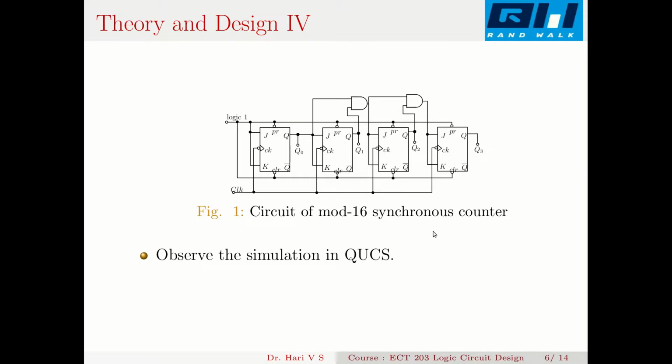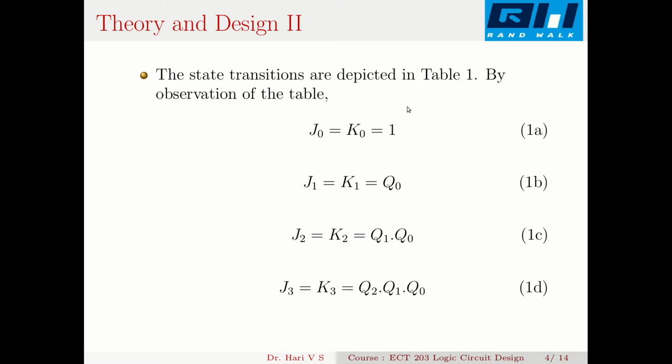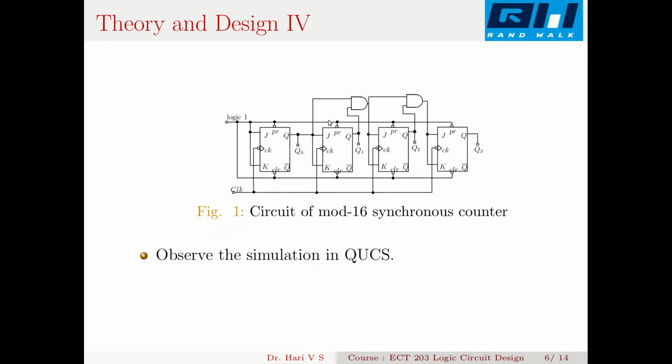Now I add Q0 and Q1, and connect it to J2 and K2. Then this output is ANDed with Q2, that is Q2 and Q1 and Q0. This is my output for J3 equal to K3 equal to Q2 and Q1 and Q0. This appears as J2 and K2. Now I can observe this count at Q3, Q2, Q1, Q0.